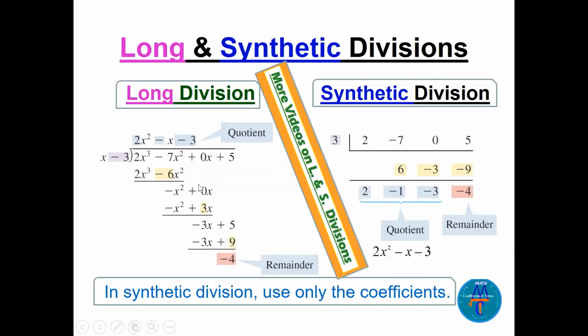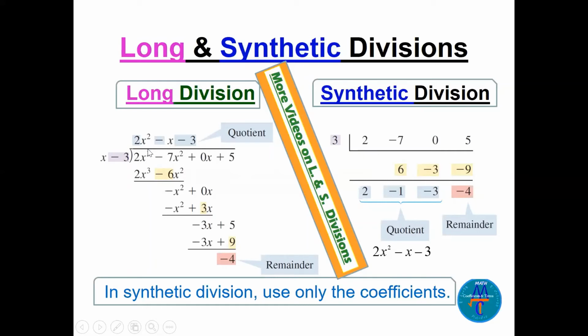And I put here in this slide, with many nice colors, a comparison. You see, you can compare. This is a long division. You see a long division, 2x cubed minus 7x squared plus 0x plus 5 divided by x minus 3. You can use the long division as in the previous example here. You get the quotient, you get the remainder.